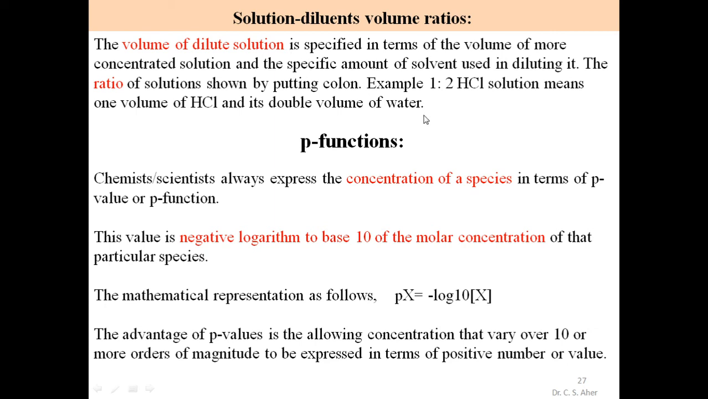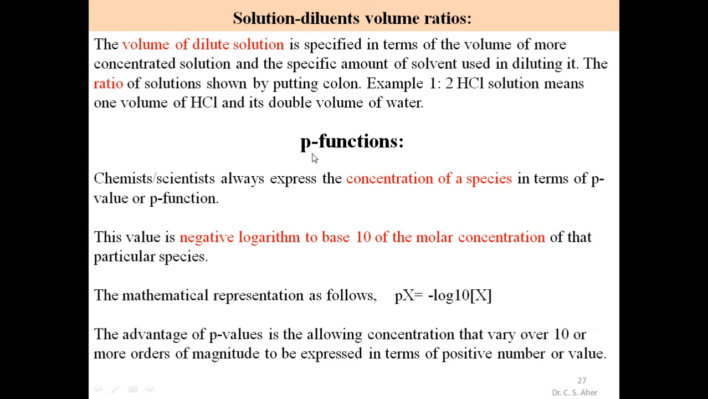So what is the meaning of this? In this example, 1:1 HCl. We have the concentrated solution of HCl and we have a specific amount of solvent, that is water. In this case, one part is concentrated HCl solution, this one volume of HCl, and the other part is water or solvent. So 1:1 HCl means one part of concentrated HCl added to one part of water.